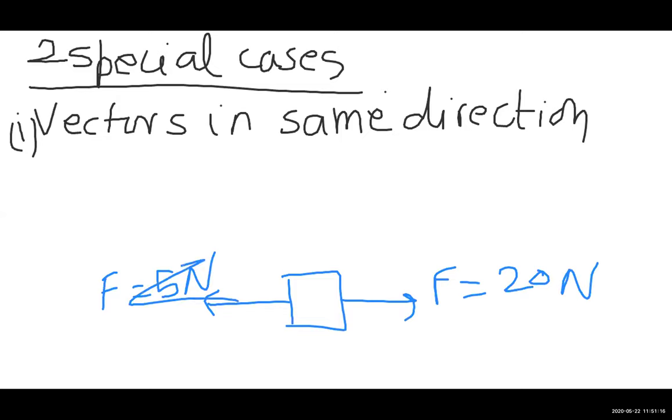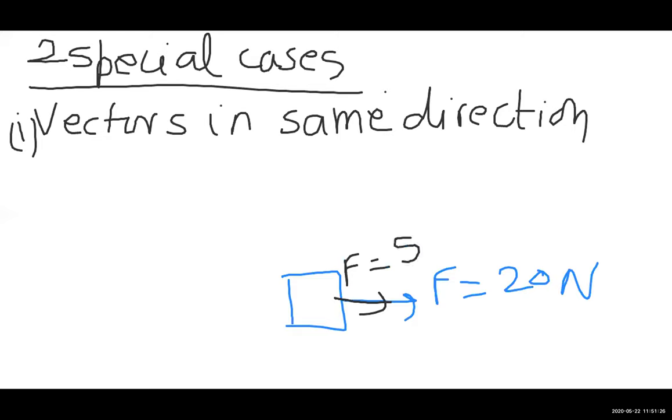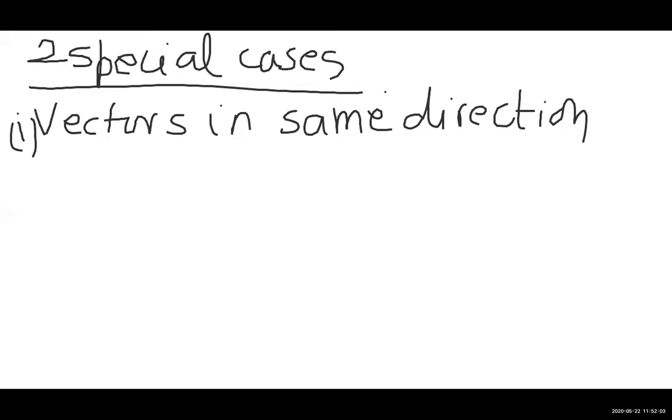If you did it in 9th class, or whichever class you did it earlier. What if there is another force here and its value is 5 newtons? Then what is the net force acting on this object? It will be 25, right? So 20 plus 5 gives us 25 in this very, very special case of two vectors being in the same direction. 20 plus 5 is equal to 25. So the moment the vectors are in the same direction, you can expect that their behavior will become the same as the familiar behavior of numbers.